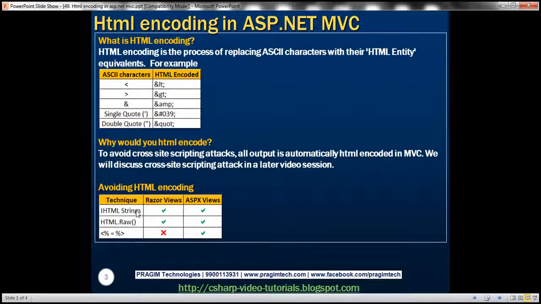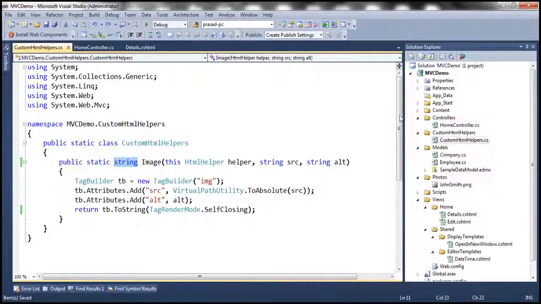The first technique is that strings of type HTML string are excluded from this automatic HTML encoding. Let's actually understand that with an example. In part 48, we have implemented image custom HTML helper, and if you remember, at the moment it's returning a string, and this is of type system.string, and these strings are not excluded from HTML encoding.